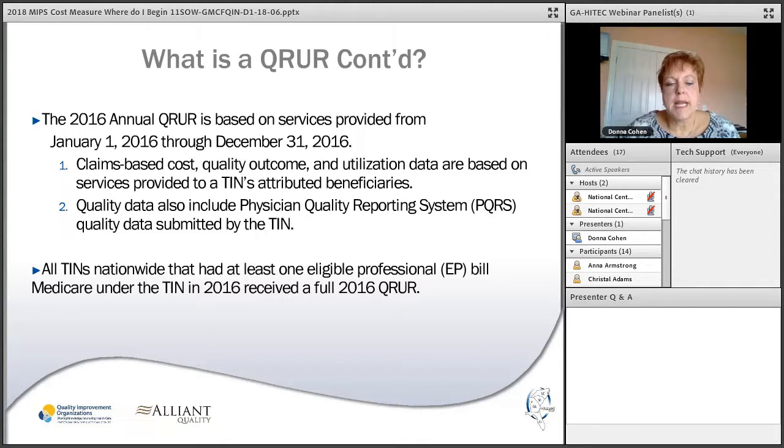The claims data is data that you submit when you are billing for Medicare beneficiaries from your office, and that is at the TIN level. The quality data is derived from the PQRS data that you submitted in 2016 under your TIN. All TINs nationwide that have at least one eligible professional that bills under Medicare will receive a QRUR report. So even if you did not report PQRS data in 2016, you will have a QRUR report, and it will reflect the fact that you did not report data in 2016.